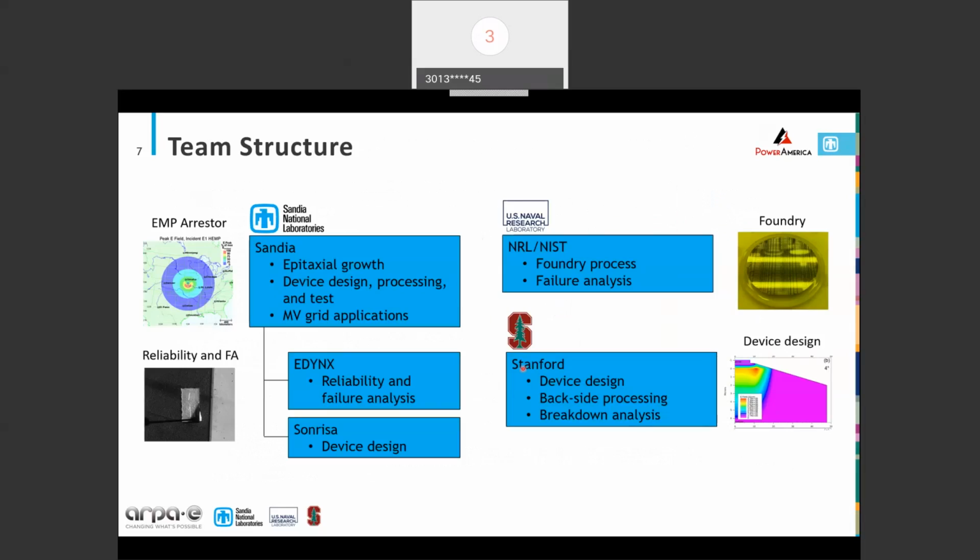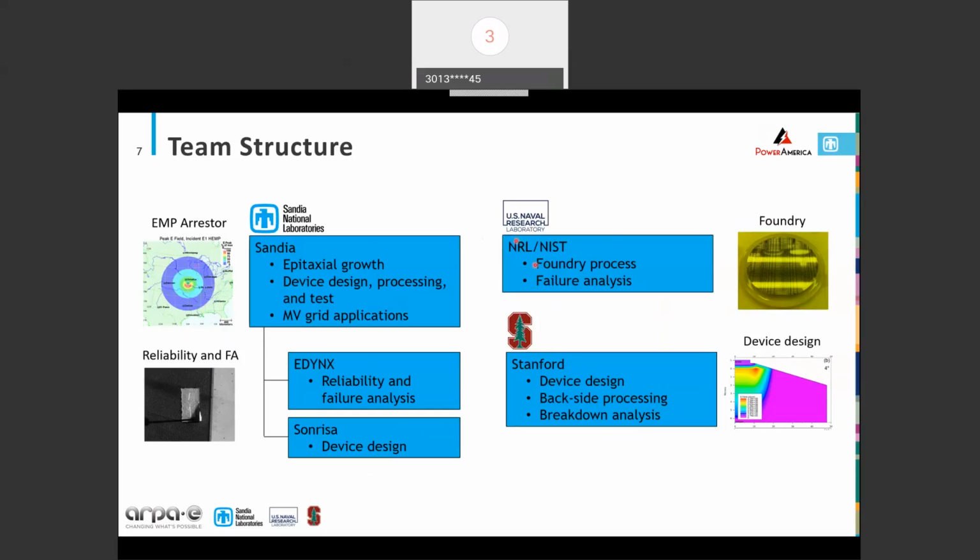So in terms of our team structure, as I mentioned, this is a pretty large team, geographically diverse, spread out across the country, and so coordinating this is one of the things we have to make sure we pay attention to. In terms of who is doing what, Sandia is doing all the epi growth for the program, as well as device and testing related things, sort of related to this EMP arrestor application.